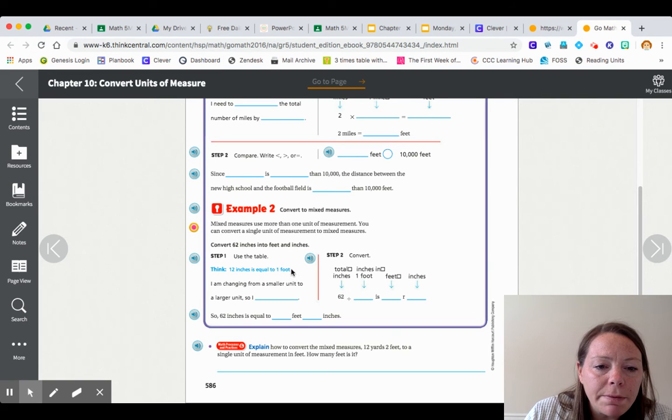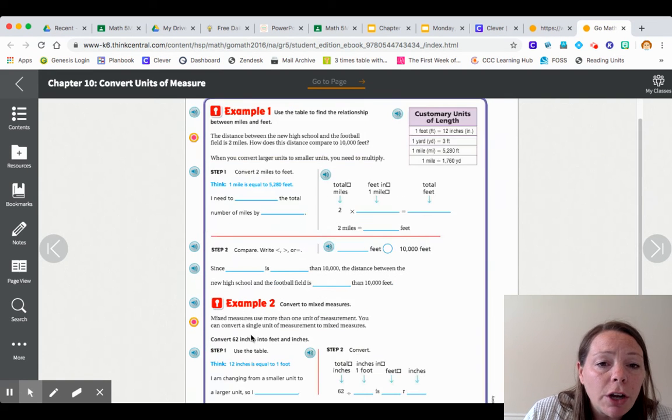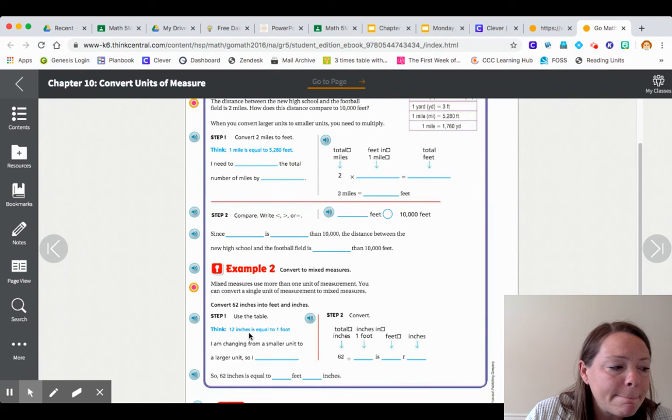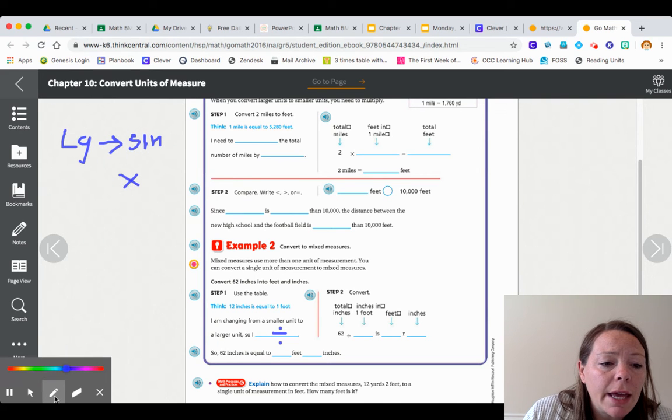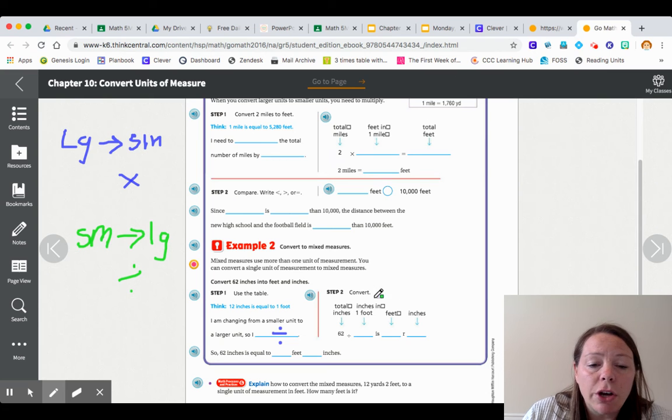12 inches is equal to 1 foot. I'm changing from smaller to larger, so what do I do? I divide, okay? Smaller to larger, I divide. So larger to smaller, I multiply. And from smaller to larger, I divide. So if I have 62 inches, divided by how many inches are in 1 foot? 12. So 62 divided by 12.